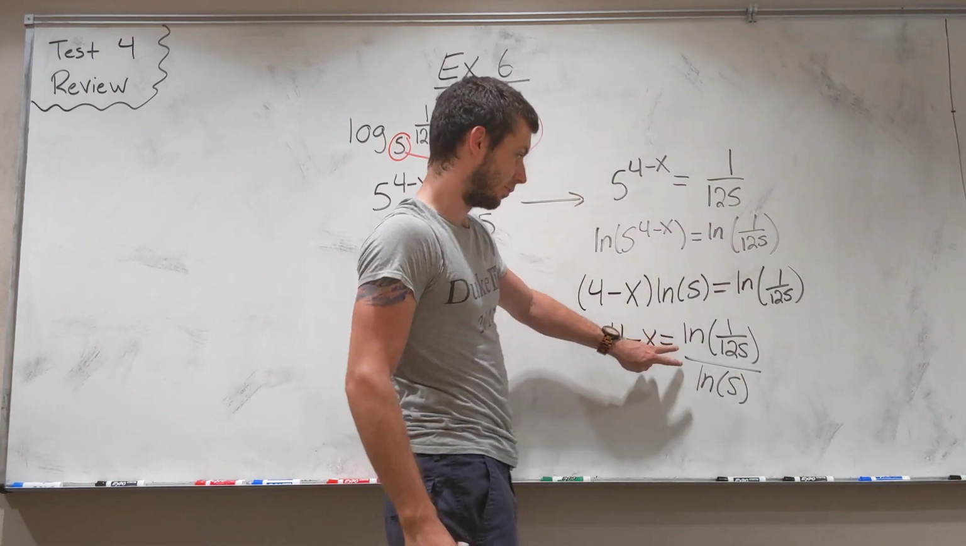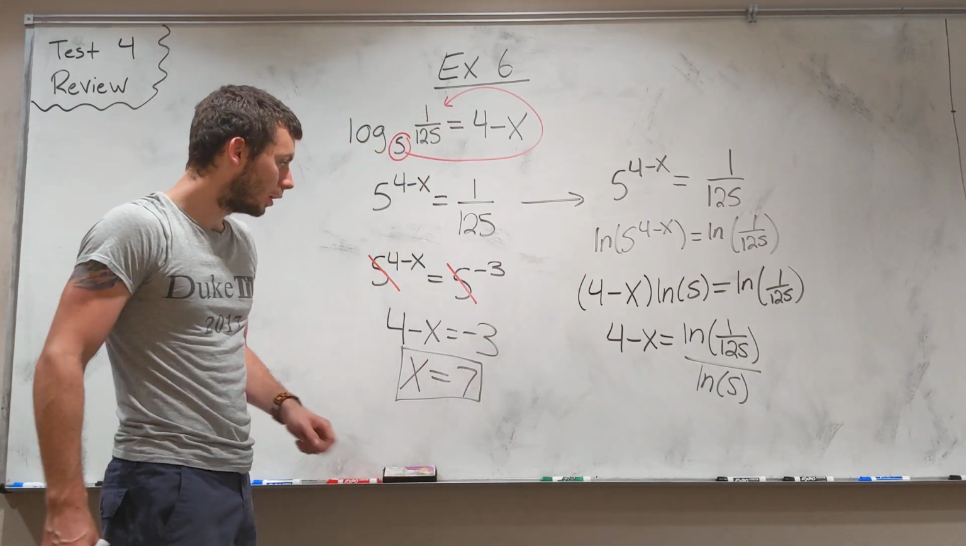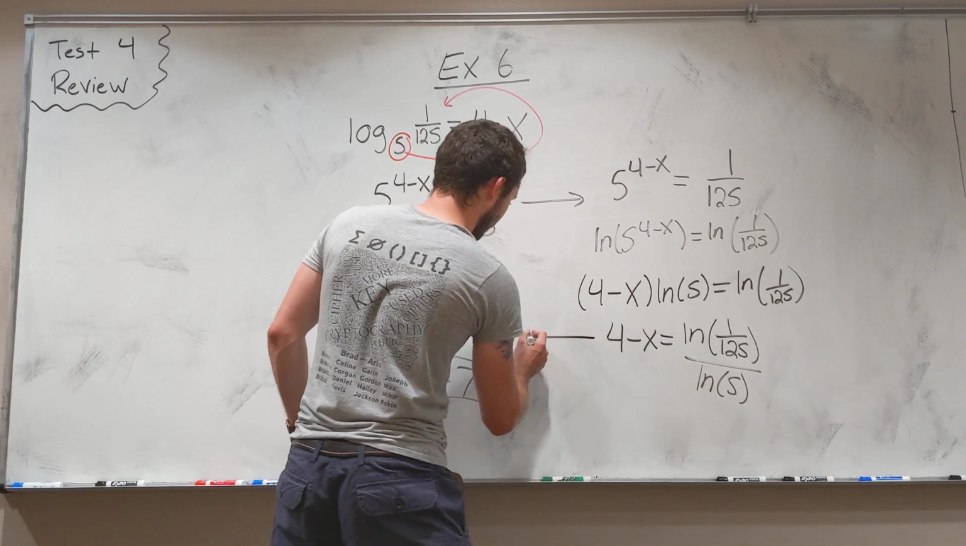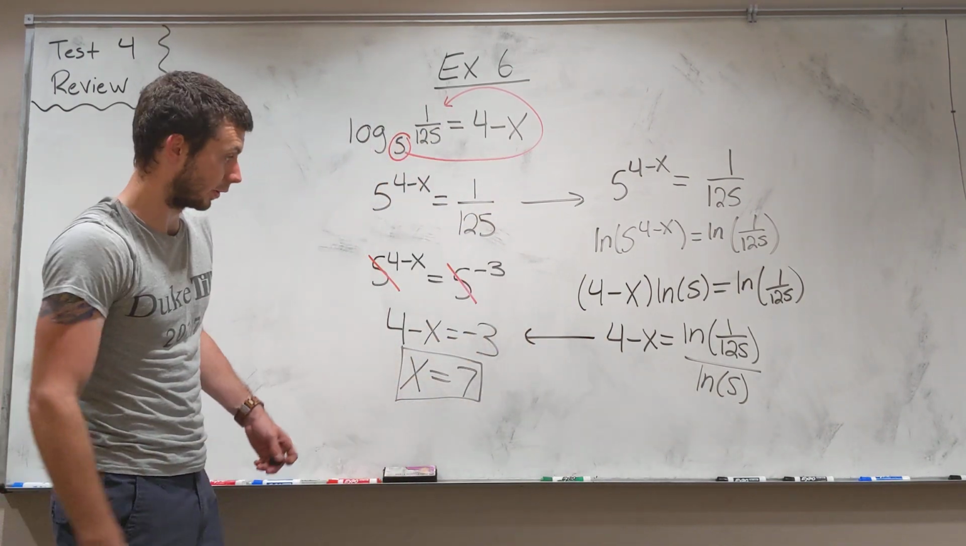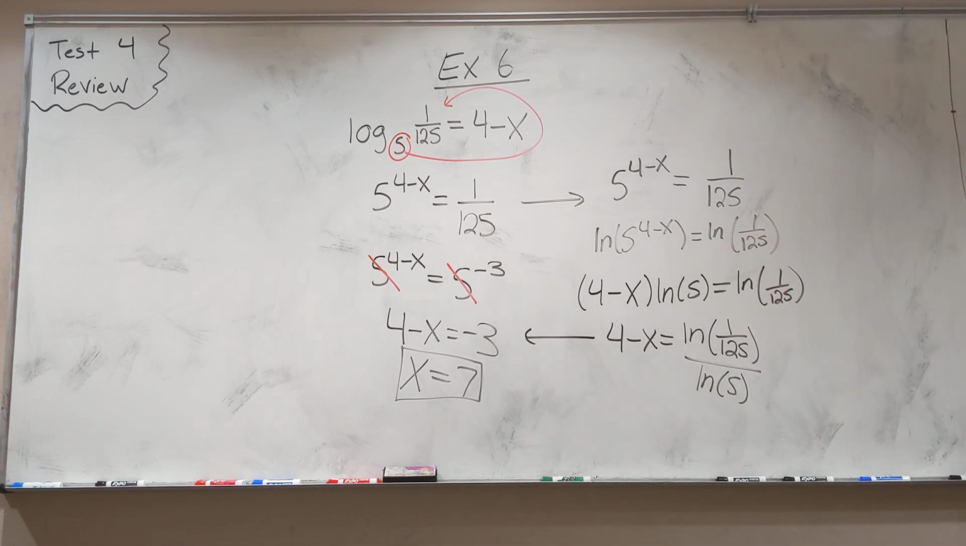So guess what happens when you divide natural log of 1 over 125 divided by natural log of 5? You will end up getting -3, and it works out the same exact way. So that's if you're curious about the natural log method, but whatever method you choose, that would conclude example 6.